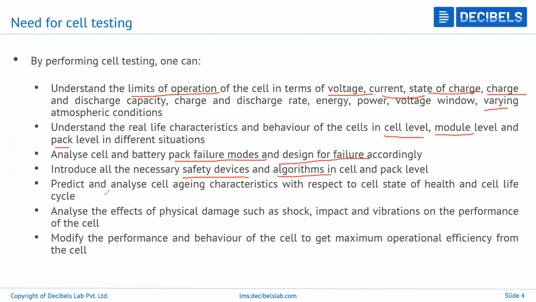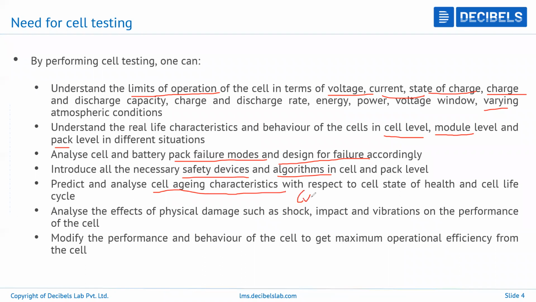Okay, we are also able to predict and analyze cell aging characteristics. So we're able to develop algorithms and programs which help us predict to what extent cells can age, how they age, why they age, and how exactly different situations such as cycle life cycle.